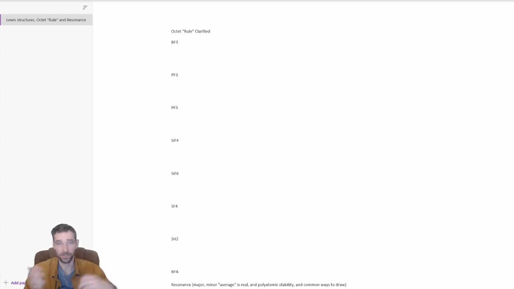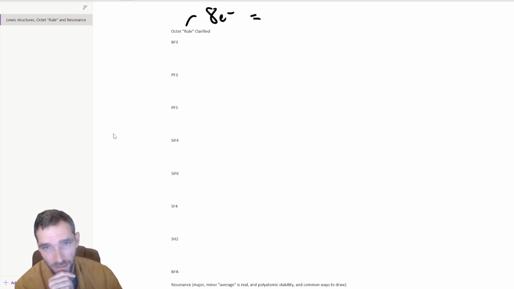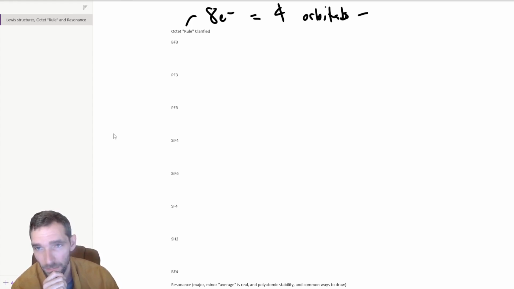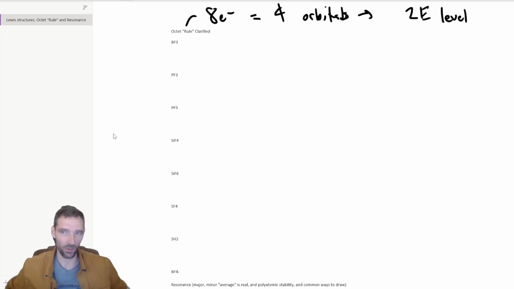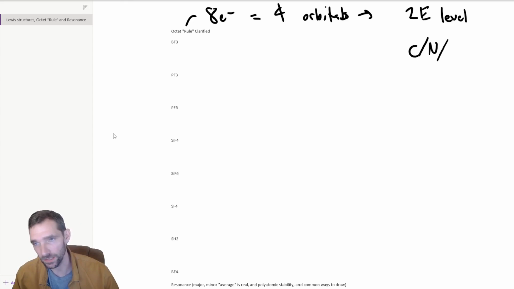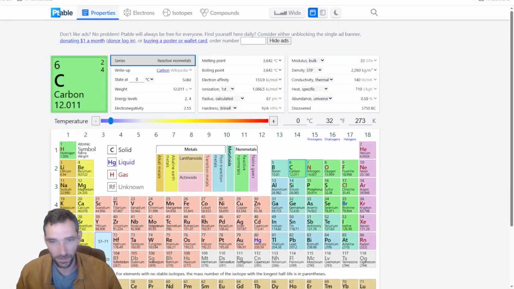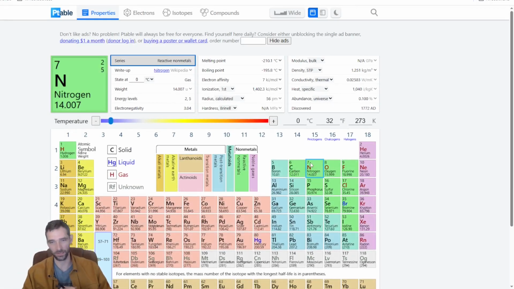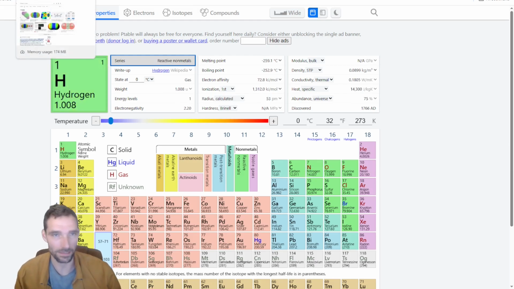So to clarify the octet rule, aka that you should have 8 electrons in the outermost shell, that's when you have 4 orbitals, which is if you're in like the 2nd energy level, this is really your only option. So if you're talking about like carbon, nitrogen, oxygen, these atoms that are in this 2nd energy level, they really do have to be strictly following this octet rule.